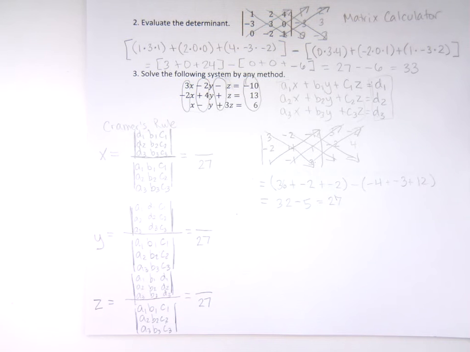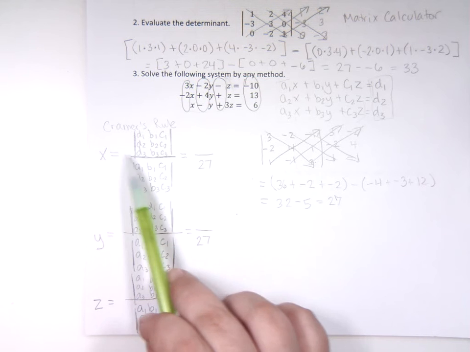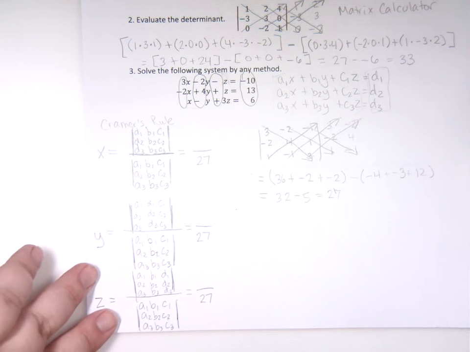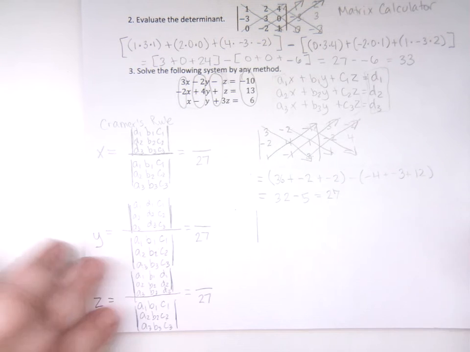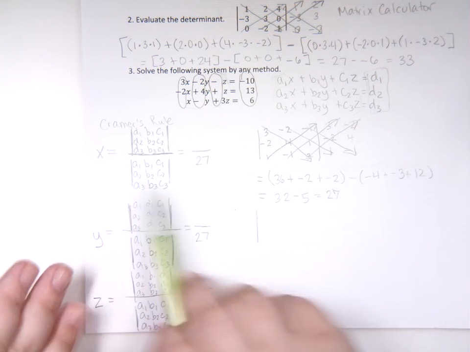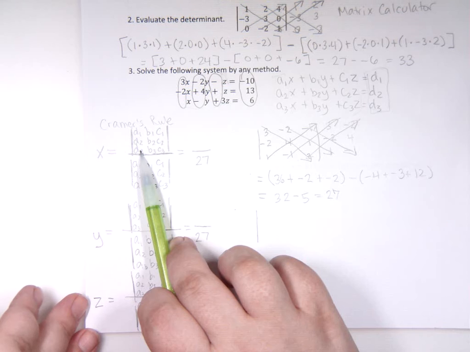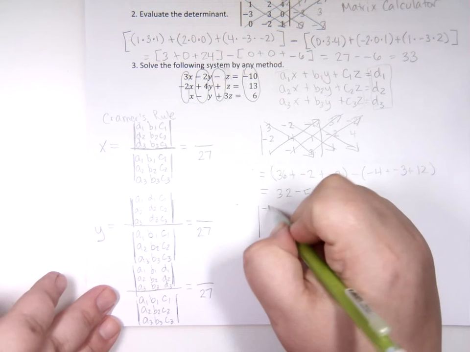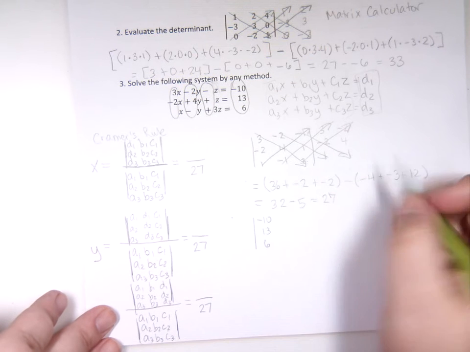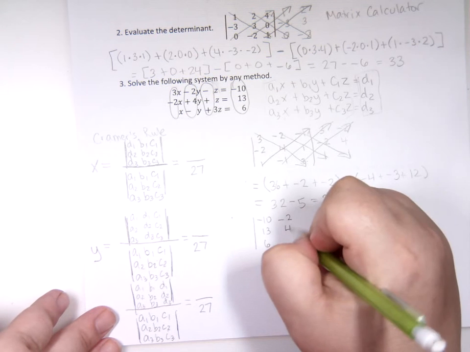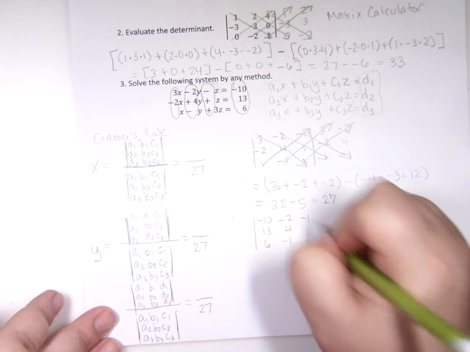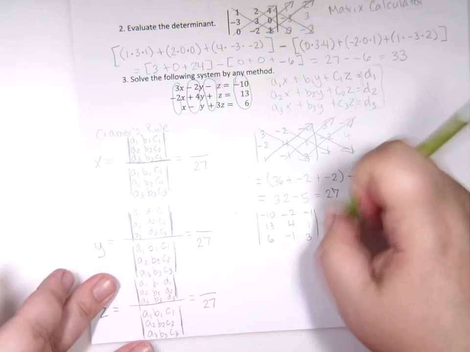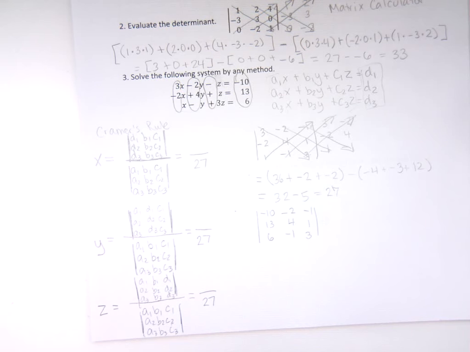Okay, now let's compute this top determinant. So what we're going to do is replace the A column by everything in the D column. So our first column is going to be negative 10, 13, and 6, and then negative 2, 4, negative 1, negative 1, positive 3. Oops. Okay, so next we copy down the first two columns.